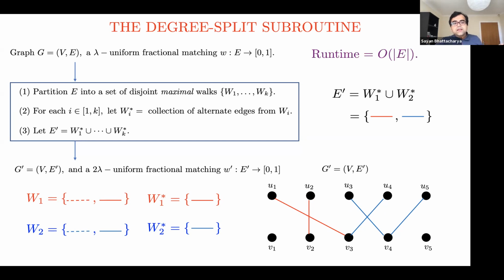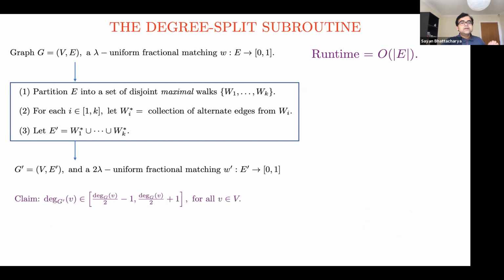And note that the runtime of this entire procedure is linear in the number of edges, because we are just partitioning the graph G into disjoint maximal walks. So this runs in linear time. And it actually does degree splitting very well. If you stare at it for 5 minutes, you will realize what is happening is it will split the degrees of all the even degree nodes exactly by half.